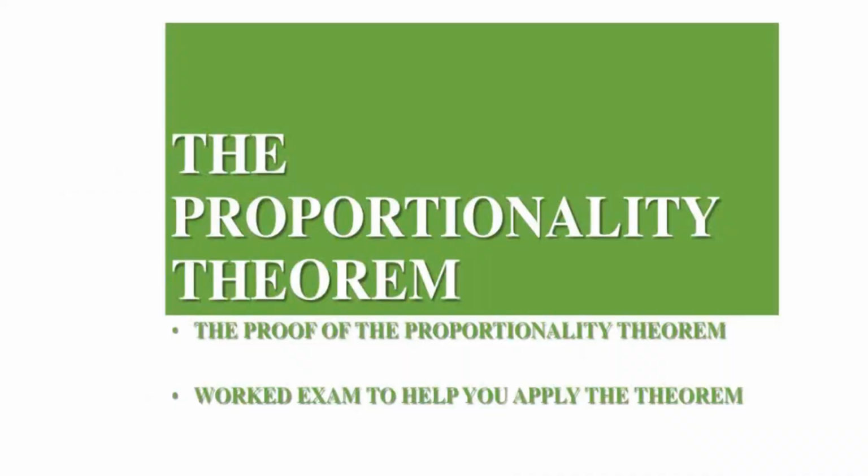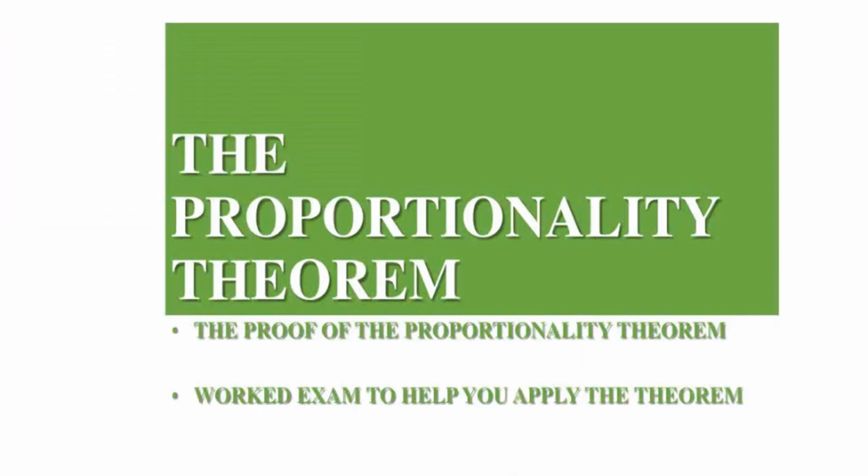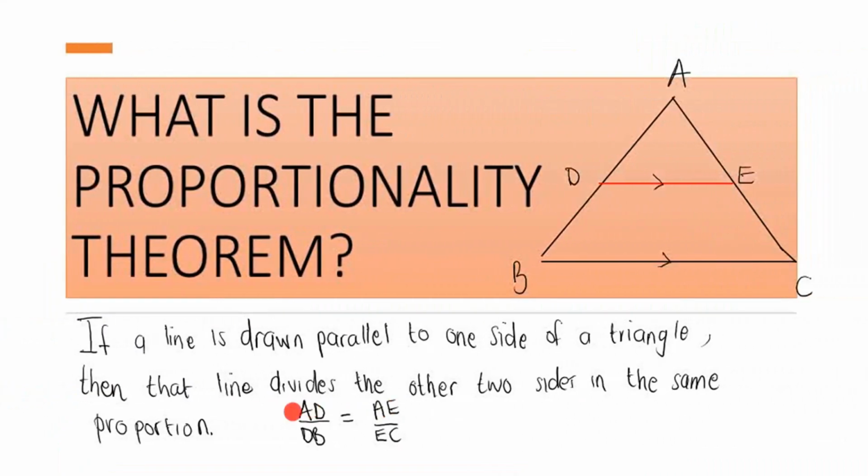So guys, if you watched my previous video tutorial where I was going through the proportionality theorem, I was showing you how you derive the proportionality theorem, where you have AD over DB, which is equal to AE over EC. In the previous video tutorial, I showed you how we derive this equation. If you haven't watched that video tutorial, please make sure that you watch it. It is very informative, and it also shows you the steps you are supposed to follow to help you prove the proportionality theorem.